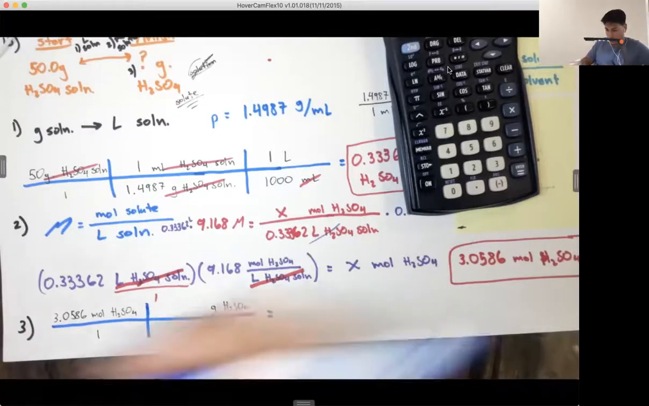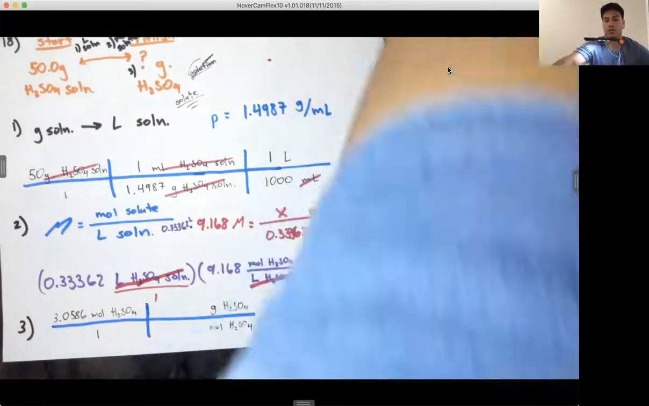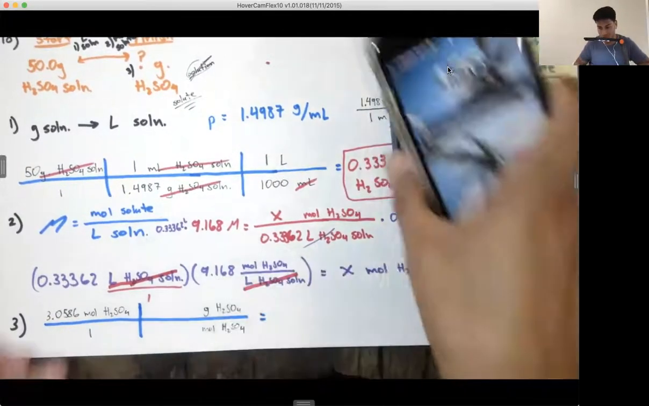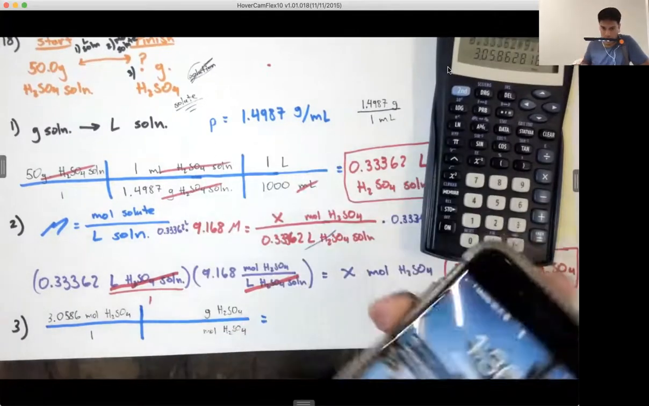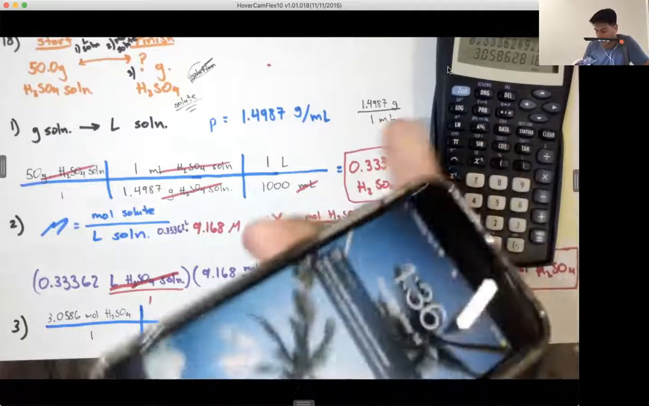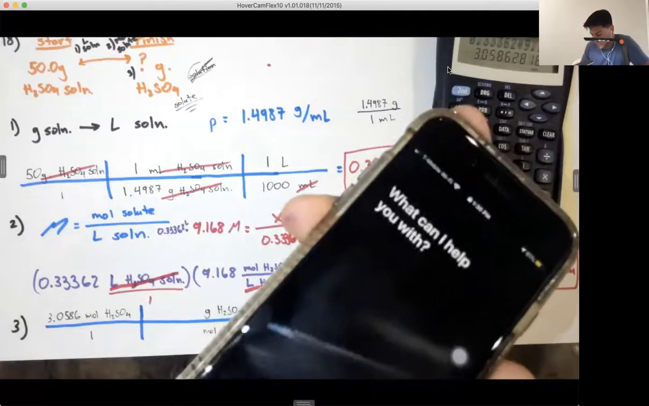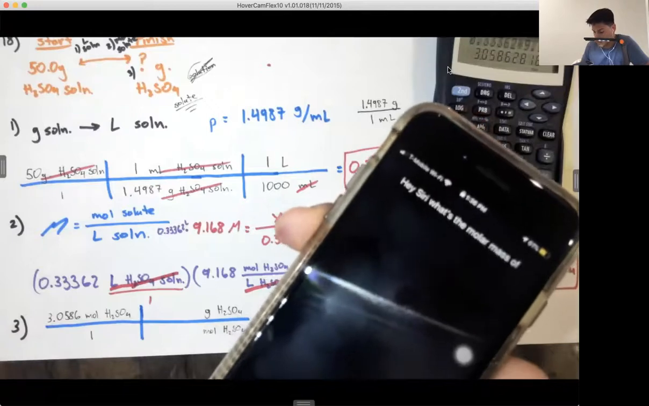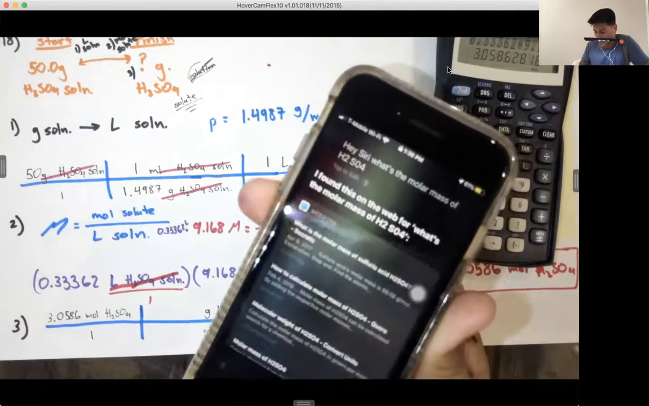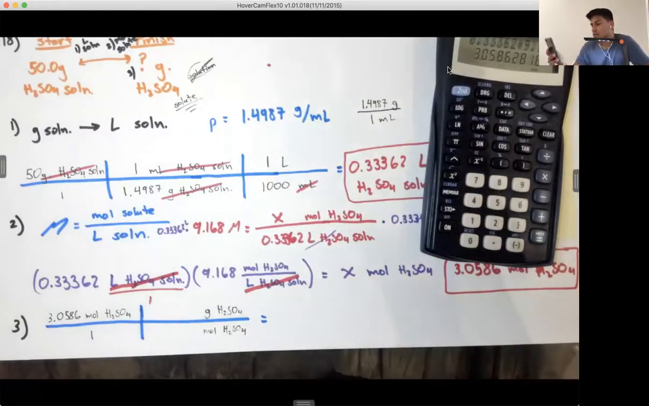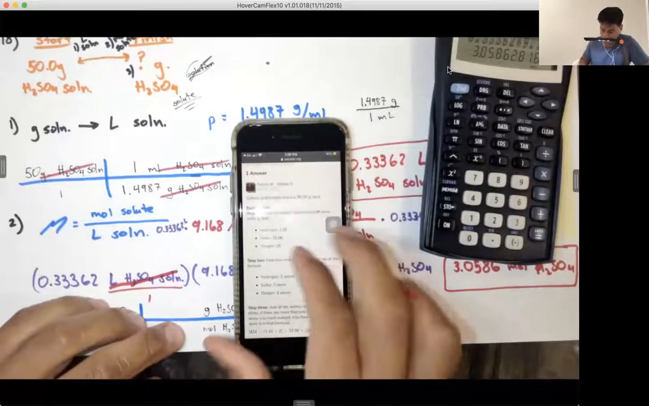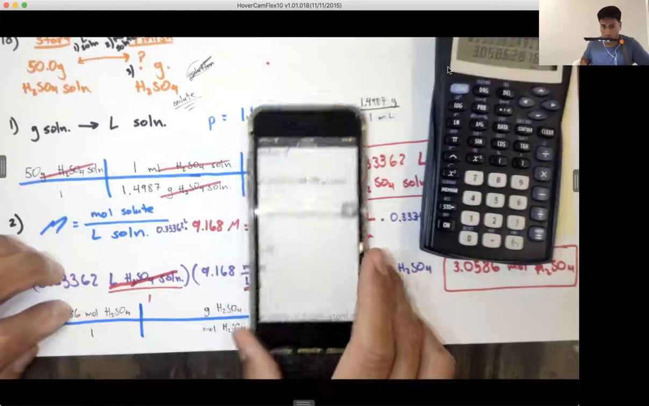Now, what you could do is be an incredible working student and figure that out, or you could just ask Siri, what is the molar mass of H2SO4? Hey Siri, what's the molar mass of H2SO4? Okay, I found this on the web. Sulfuric acid, which is H2SO4, is 98.8 grams per mole.